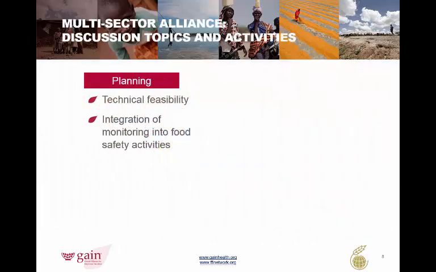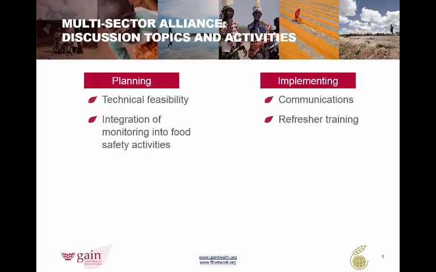I will now present some of the topics that multi-sector alliance members discuss and the types of activities they will engage in during the various stages of a fortification program. During the initial planning stage, for example, the multi-sector alliance will discuss issues such as the technical feasibility of fortification. They will also work to ensure that fortification monitoring activities are fully integrated into existing food safety monitoring plans.